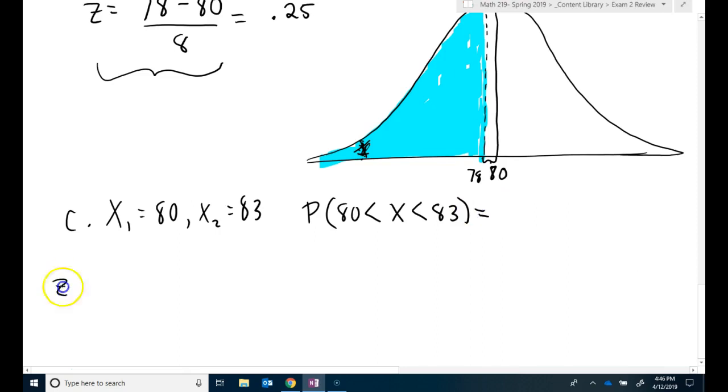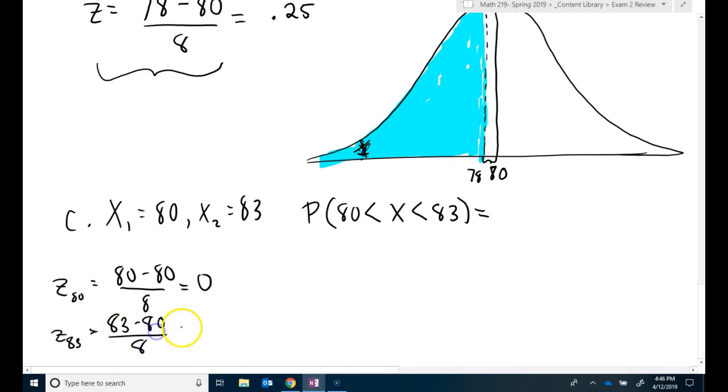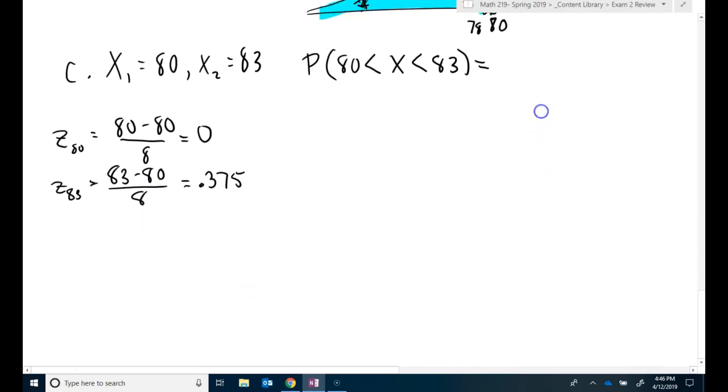I'm now going to find my z-score for 80, and that'll be 80 minus 80 over 8. We'll do the math, that's going to be 0. Then I'll find my z-score for 83, that's going to be 83 minus 80 divided by 8, and that equals 0.375. Then I'm going to go in and draw my distribution.